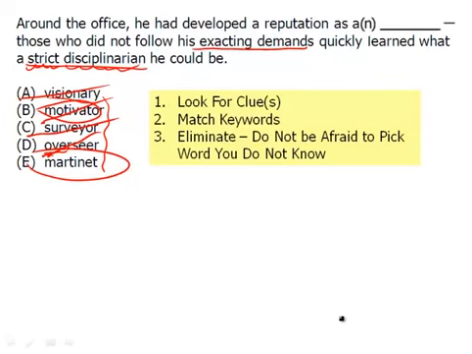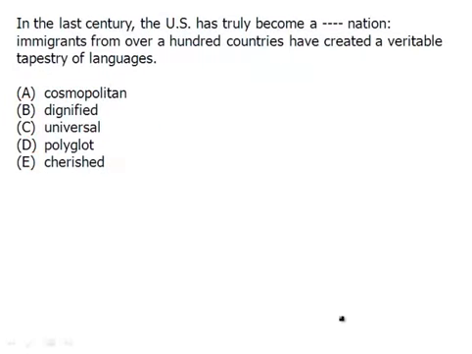Okay, so let's try that. Let's try using that logic on the next sentence, and I will read it. In the last century, the U.S. has truly become a blank nation. Notice the colon, we're going to define what sort of nation. Immigrants from over 100 countries have created a veritable tapestry of languages.